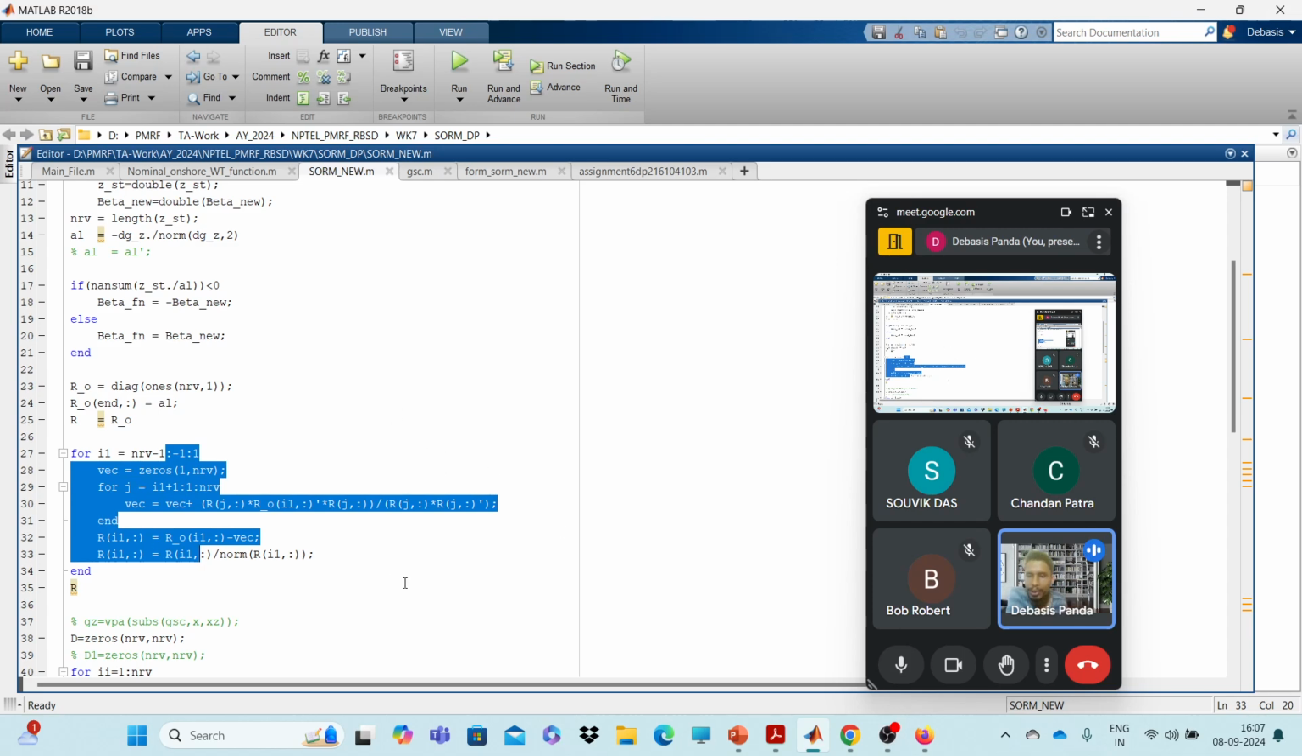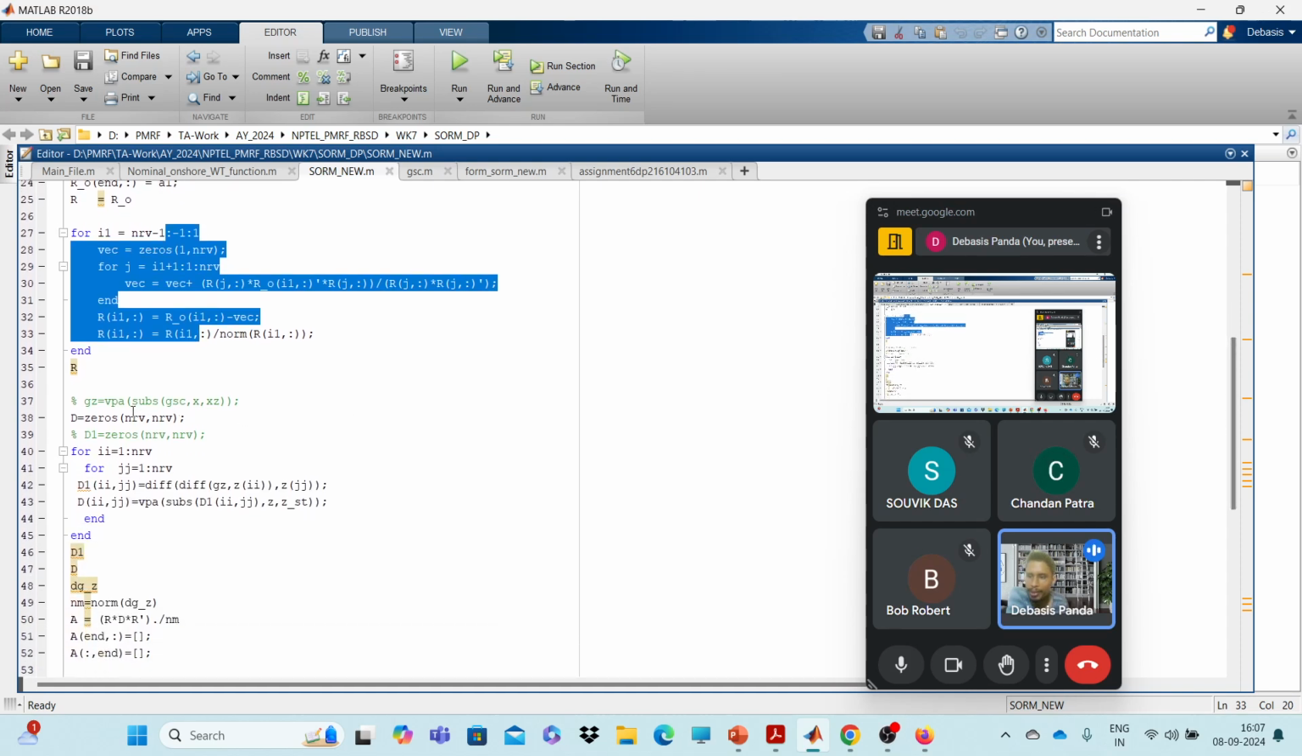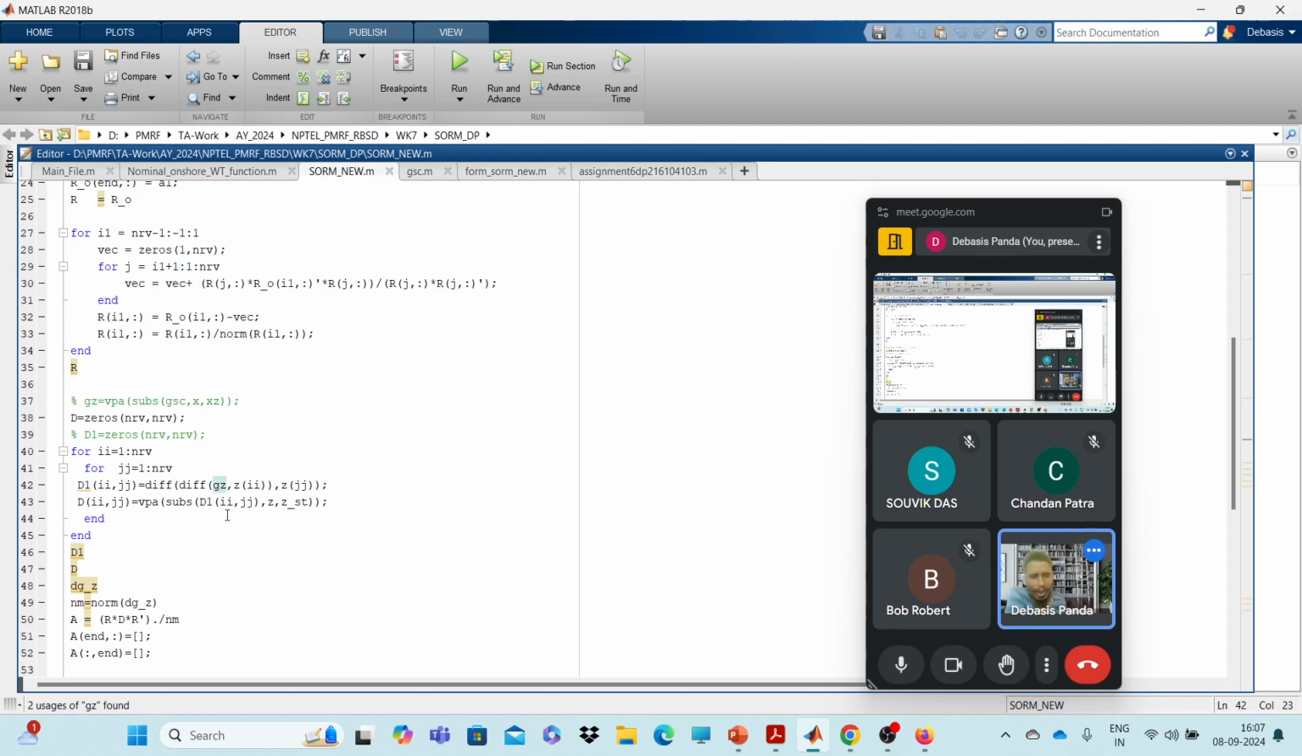Then once these things are done, we calculate the D matrix. What is the D matrix? The D matrix contains the double derivative of the limit state function in the standard normal space. So you need to differentiate your GZ twice, like here I run a for loop over the number of random variables. Again, that means the double derivative operation will happen here. Now once we have formulated D, we can formulate A. A is nothing but R D R transpose by the Euclidean norm of GZ.